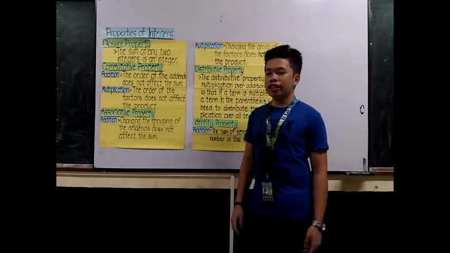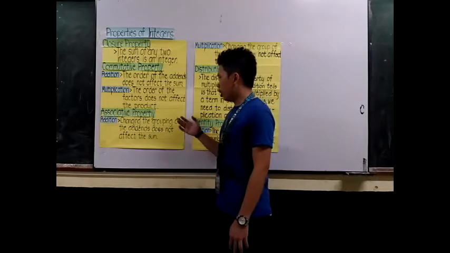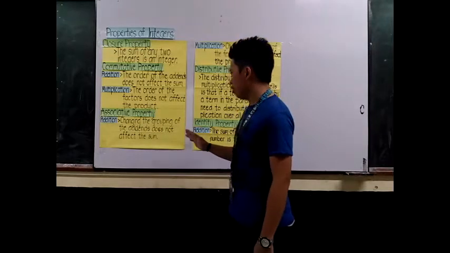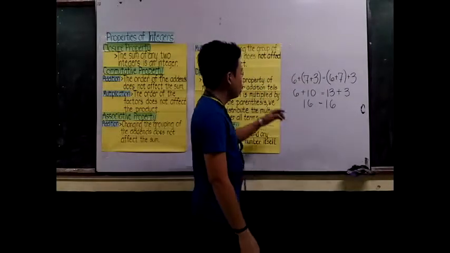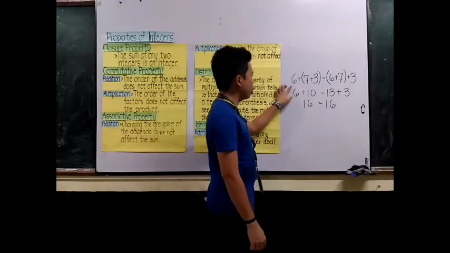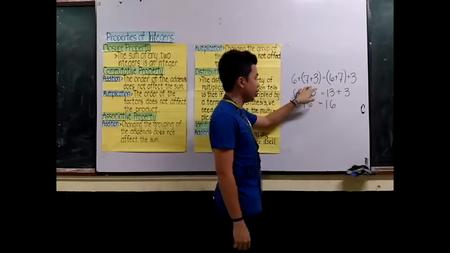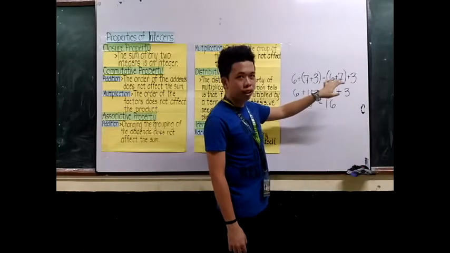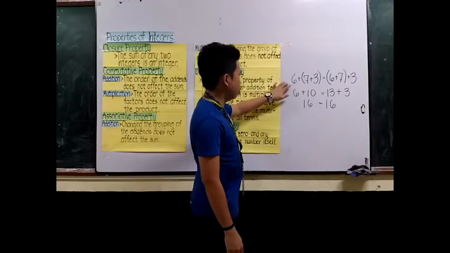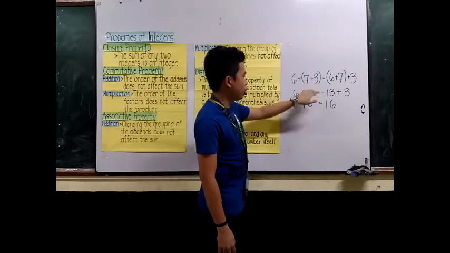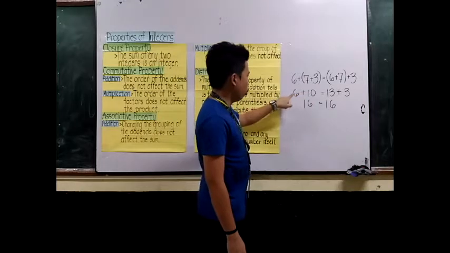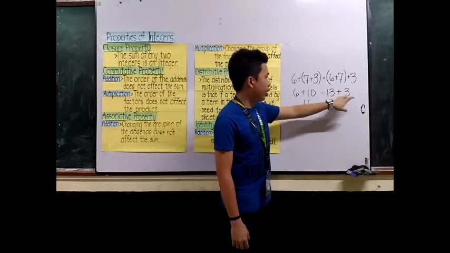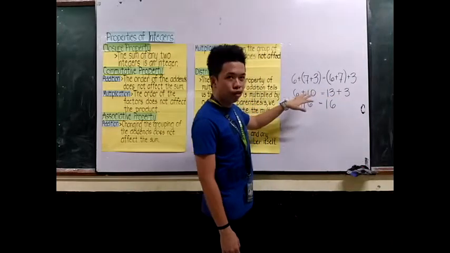The next property is the associative property. In addition, changing the grouping of the addends does not affect the sum. For example, 6 added to the sum of 7 and 3 is equal to the sum of 6 and 7 added to 3. So 6 plus the sum of 7 and 3, which is 10, becomes 16. And 6 plus 7 is 13, added to 3 is 16. As you can see, they are both equal.